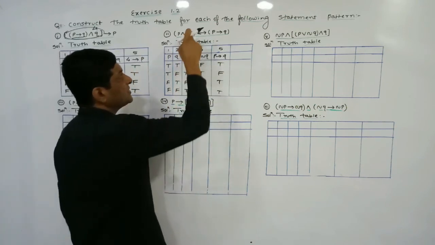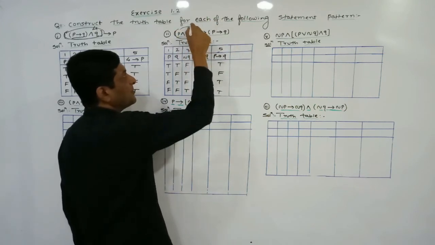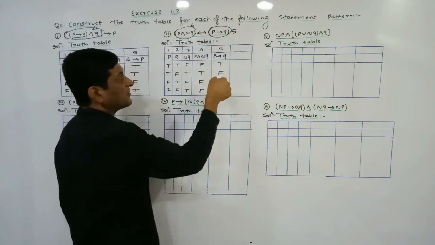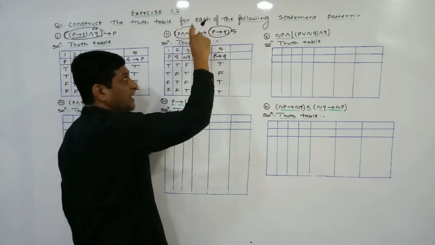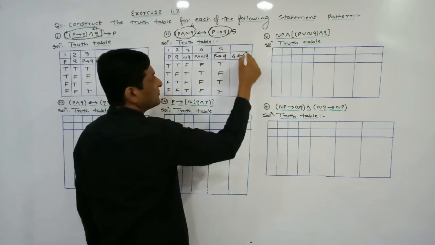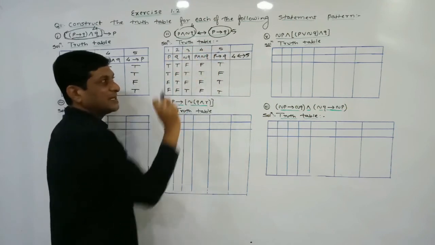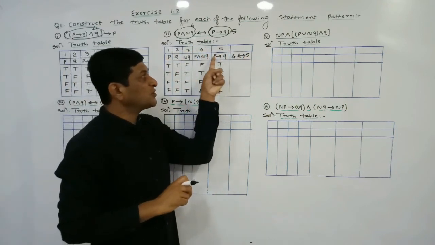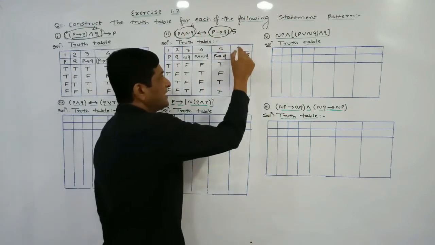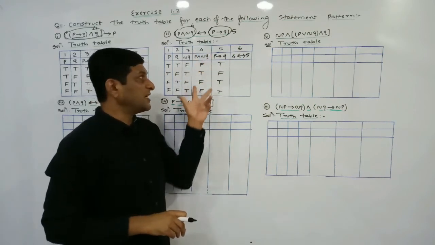Lastly, let us consider the first statement and the second statement. The truth value of the first statement appears in column number 4, and the truth value of the second statement appears in column number 5. We are connecting these two columns by double implication, that is, if and only if. 4 means P and negation Q, and 5 means P implies Q, and we are connecting these two statements by double implication. Let us denote the last column by column number 6. Now connect these two statements by double implication.